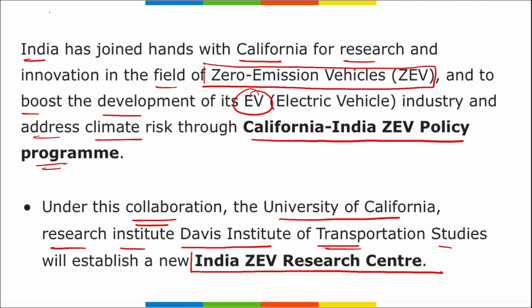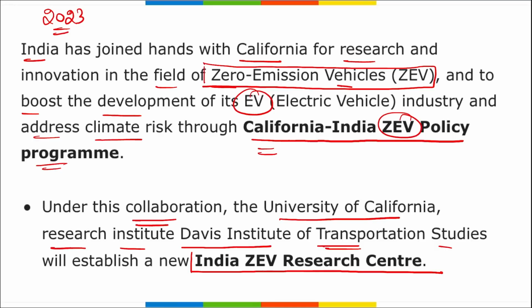Also, India is all set to host both the Clean Energy Ministerial and the G20 Ministerial meetings next year, in 2023. All right, mark this. So, India has tied up with California for zero emission vehicles, that is ZEV.